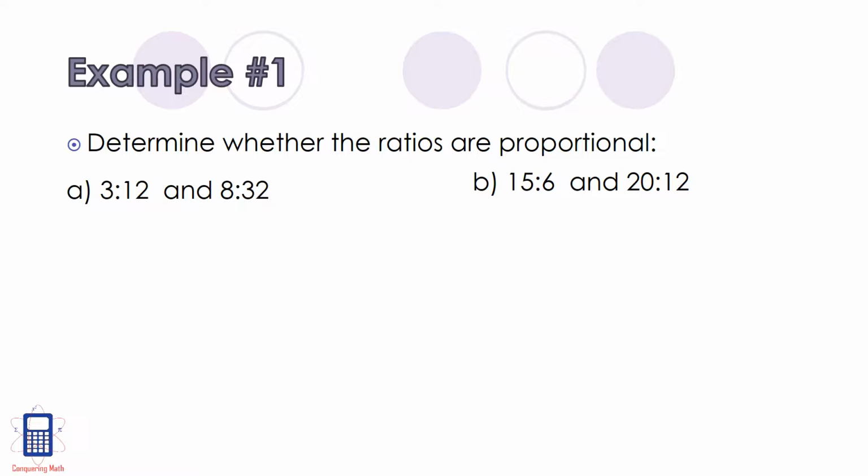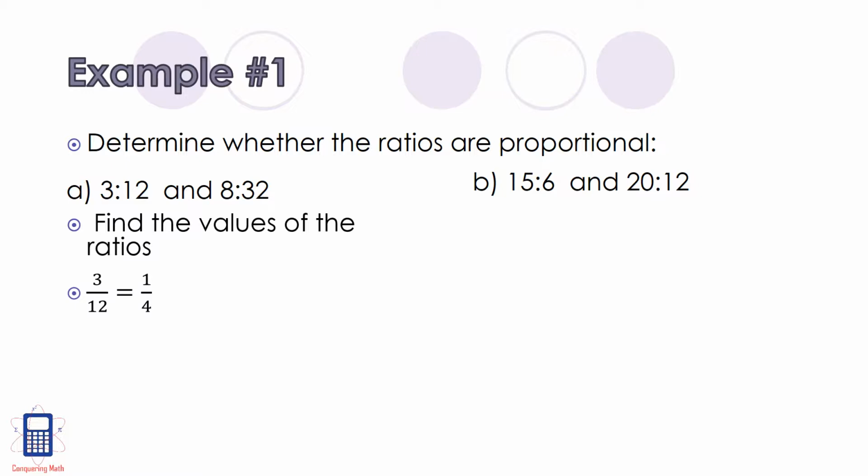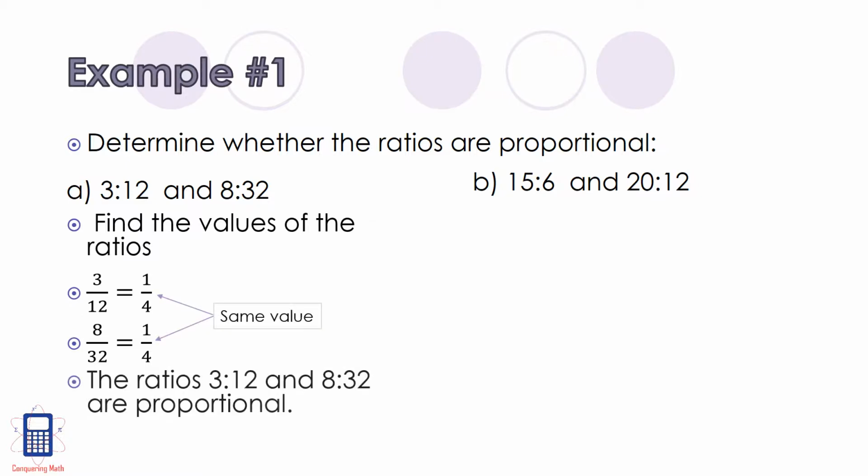In example number 1, we'll need to determine whether the ratios are proportional. For this example, we'll be using values of ratios. In A, we have 3 to 12 and 8 to 32. We'll set them both up as division problems and find the values. So 3 over 12 is the same as 1 over 4. 8 over 32 is also the same as 1 over 4. Since they have the same value, this means that the ratios 3 to 12 and 8 to 32 are proportional.